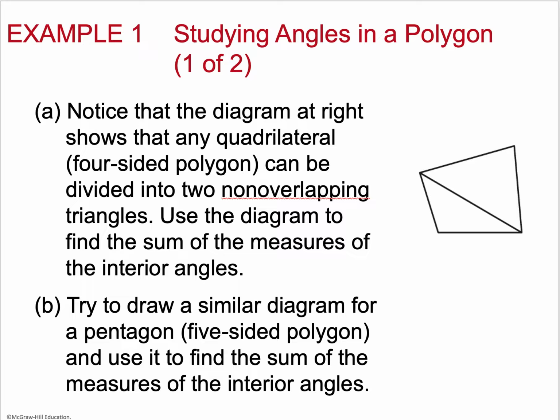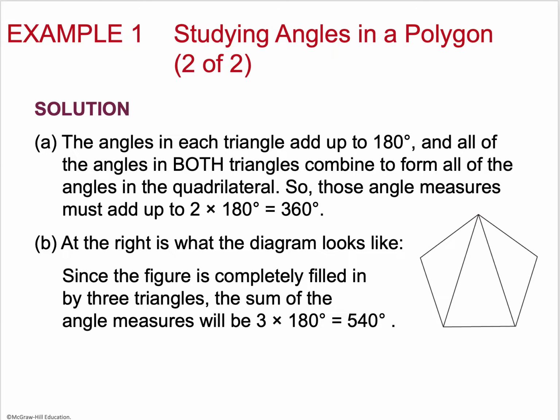If I'm trying to study the angles of a polygon, I need to notice that any quadrilateral, meaning a 4-sided shape, can be divided into 2 triangles. So I could then use those 2 triangles to draw out some information about the shape. Each triangle would add up to 180 degrees. So in the example I have, I'd have 180 plus 180, which is 360.